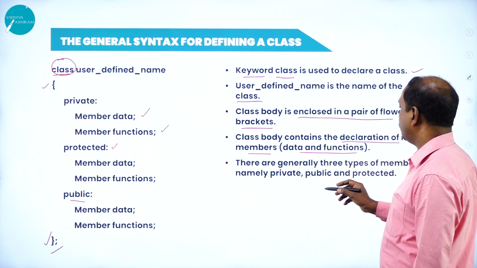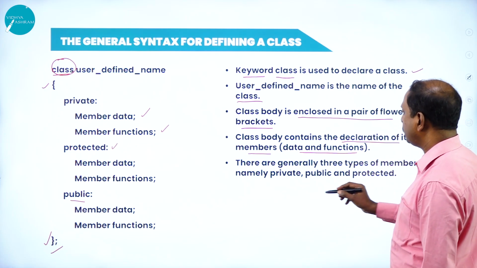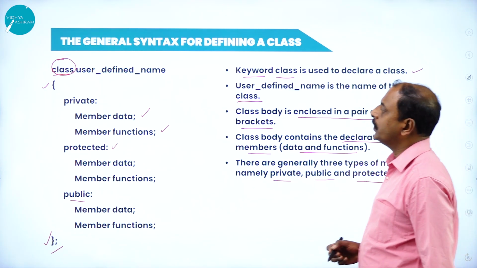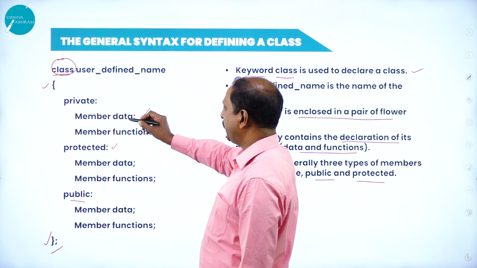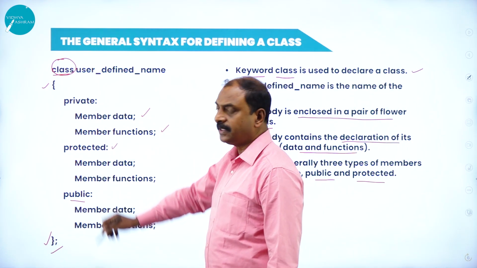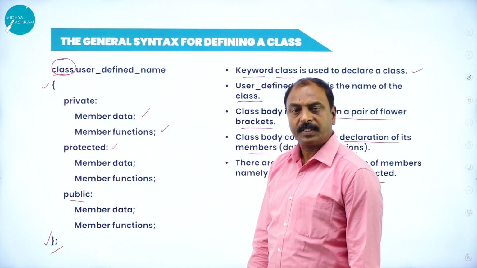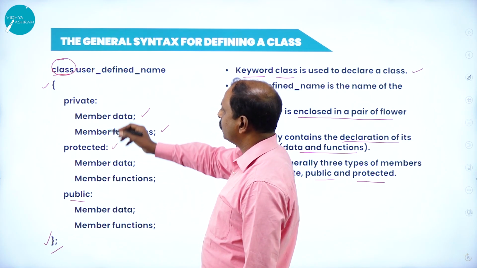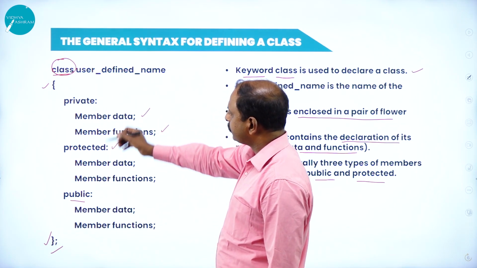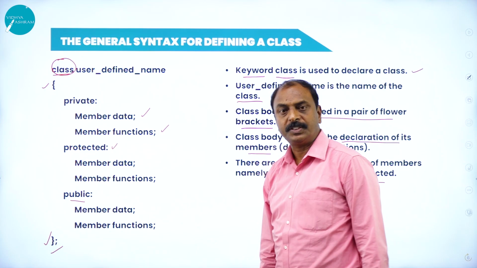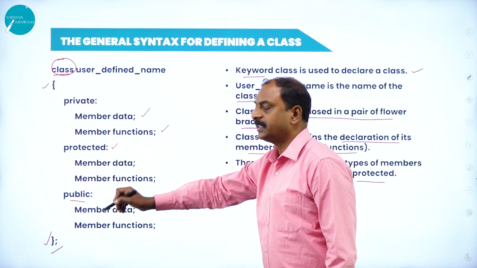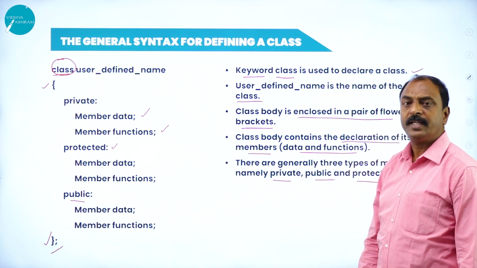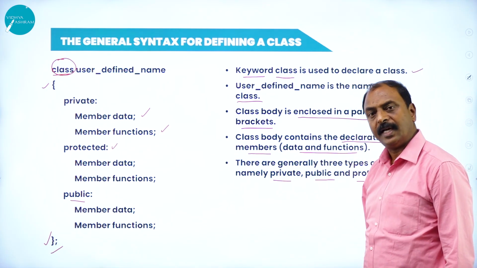Generally, there are three types of members, namely private, public and protected. So inside the class, we can have member data and member functions under these. There are three types of access specifiers: private, protected and public. The user can have different member data and member functions under different access specifiers. So this is the syntax of how to declare a class.